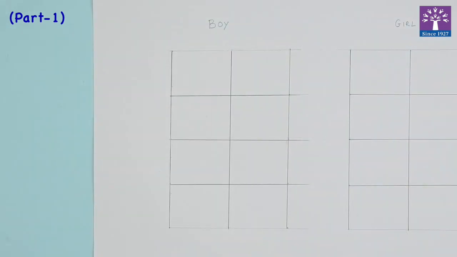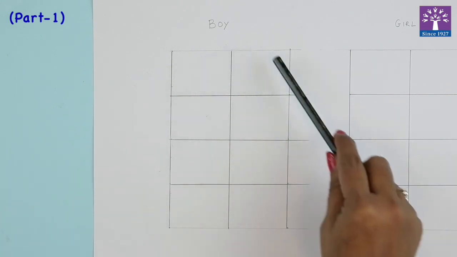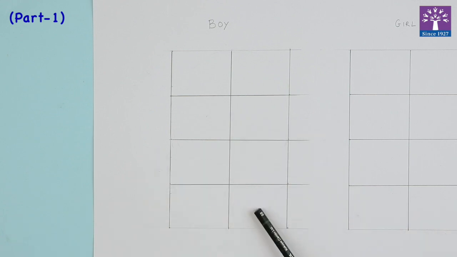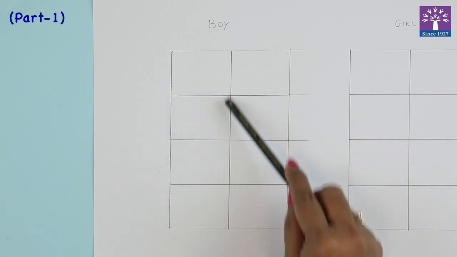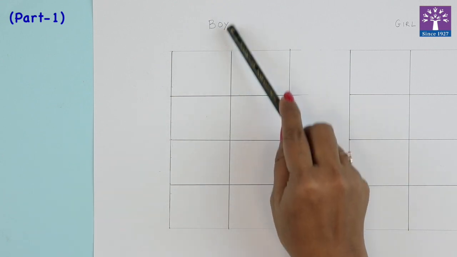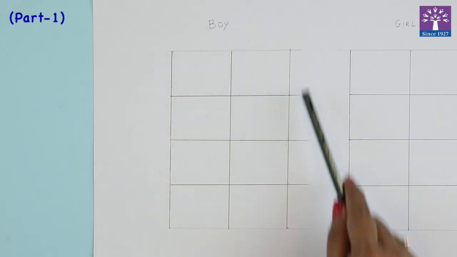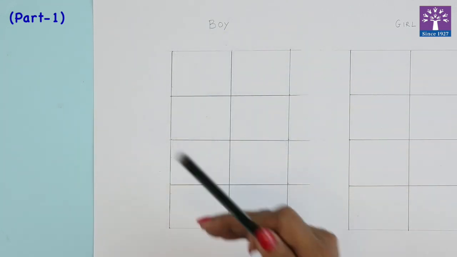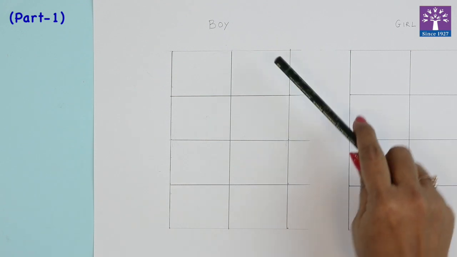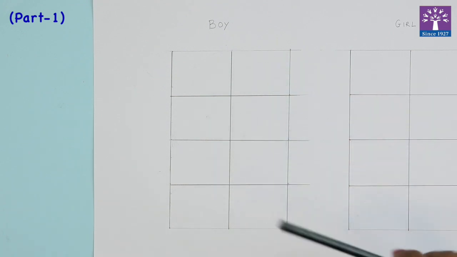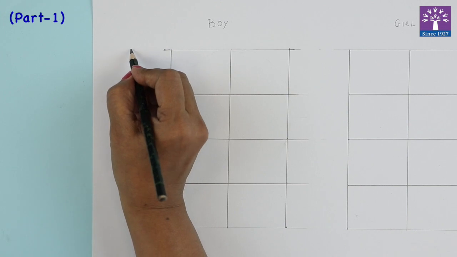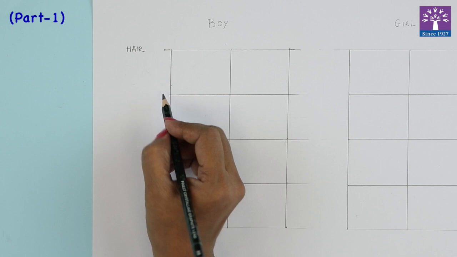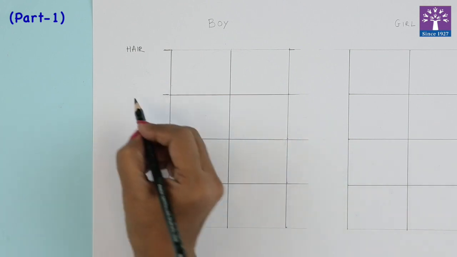So let's begin. You can see that a grid is divided into four parts, 1, 2, 3 and 4. And at the same time it is divided into two parts. This is a line, the middle line, which has divided this rectangular box into two parts and then subdivided it into four parts. This is the first, second, third and fourth part. On this line, this will be the hairline. This line over here will be the forehead.